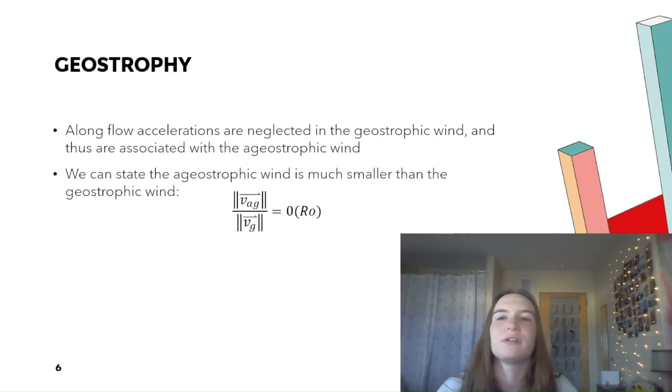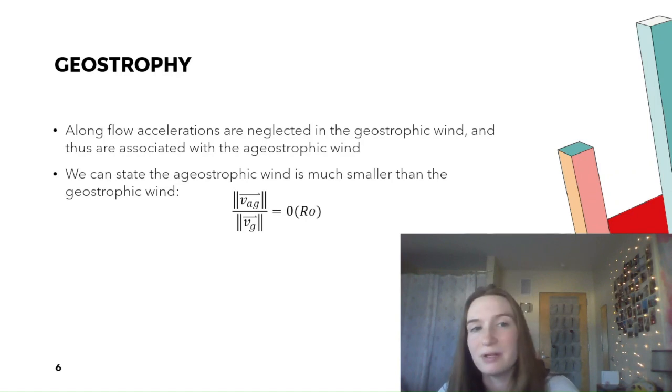Let's talk about geostrophy. There are a few things that we need to know about geostrophy. We assume that along flow accelerations are neglected in geostrophic wind, and therefore any along flow accelerations are associated with the ageostrophic, the not geostrophic wind. Therefore, we can state that the ageostrophic wind is much, much smaller than the geostrophic wind, so that if we divide it by the geostrophic wind, it's basically zero, right? If we divide a small number by a much, much, much bigger number, it's approximately zero.